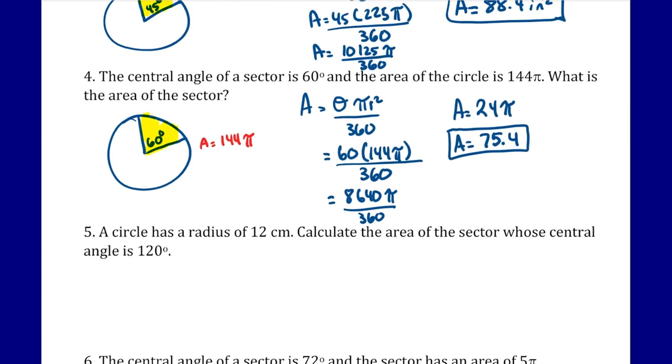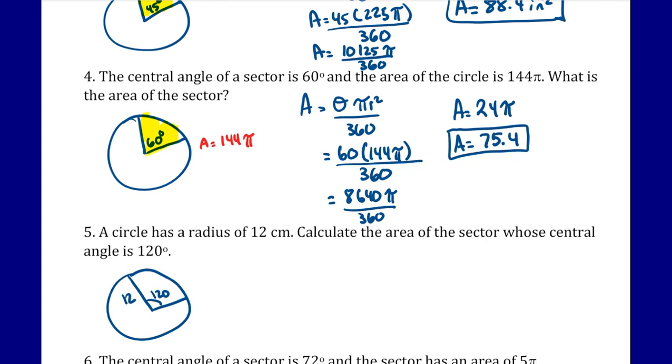Next one, a circle has a radius of 12 centimeters. Calculate the area of the sector whose central angle is 120. This one is, again, more or less straightforward. We're going all the way kind of back to the original. So 120, and we have a radius of 12.